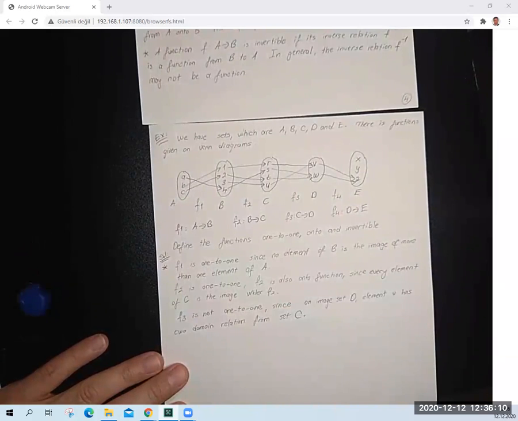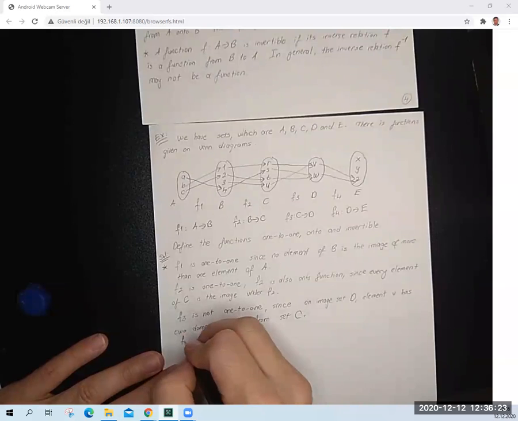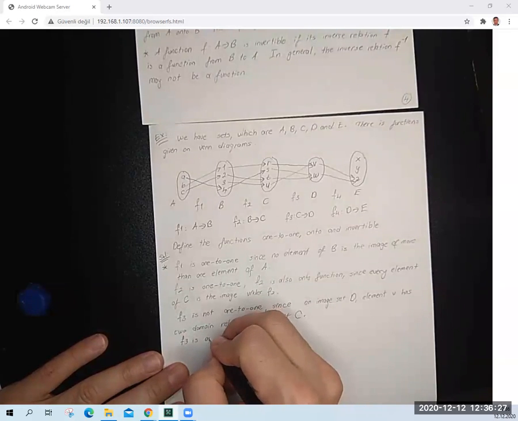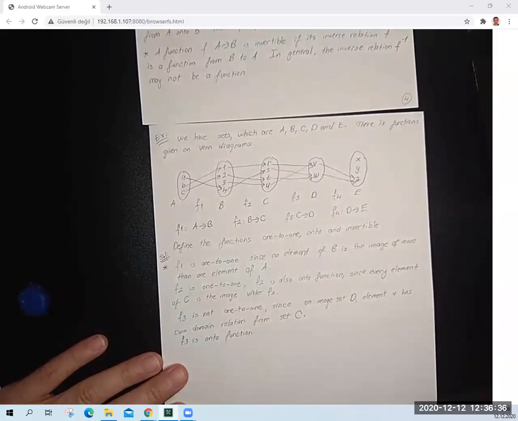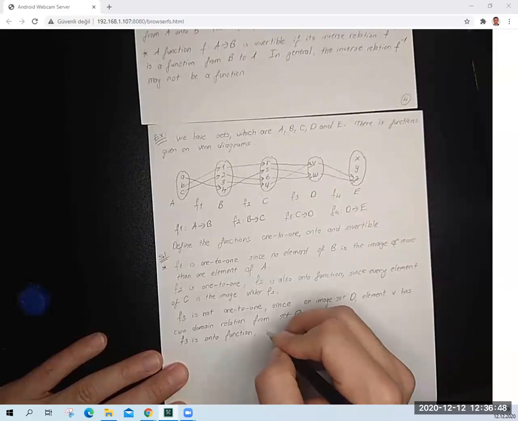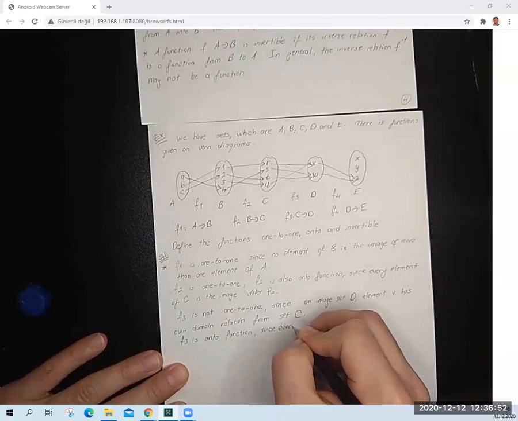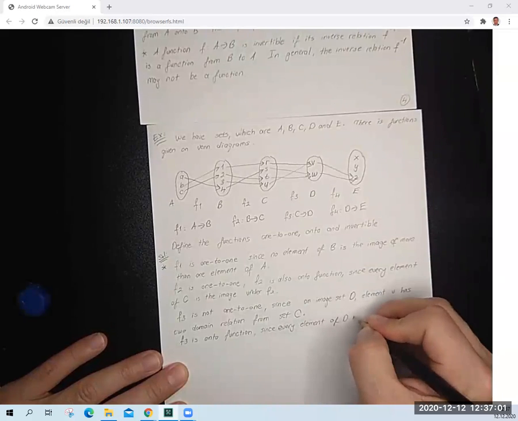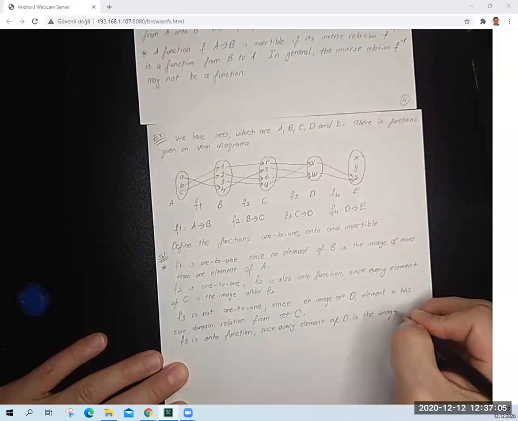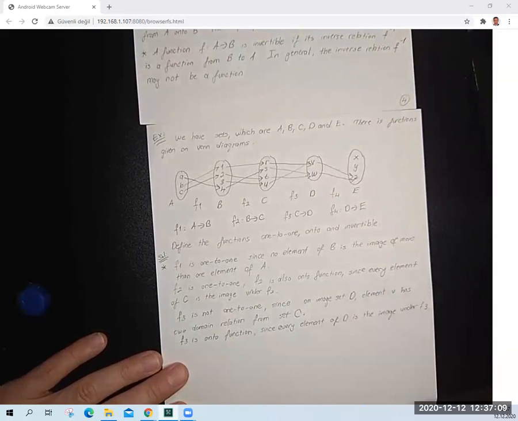D V in the F3, and F3 is onto. Yes, it is also onto. F3 is onto function because what or why? Because they are covering the whole member set B, right? Since every element of D is the image under F3. And what else?